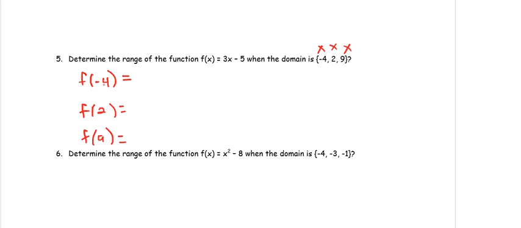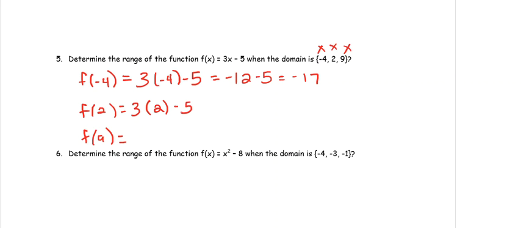So f of negative 4 just means that you're replacing x with negative 4. Wherever you see x, you're just going to replace it with negative 4. So it's going to be 3 times negative 4 minus 5, which is negative 12 minus 5, and negative 12 minus 5 is negative 17. 3 times 2 now, minus 5. 3 times 2 is 6, minus 5, 1. 3 times 9 minus 5, so it's going to be 27 minus 5 is 22.